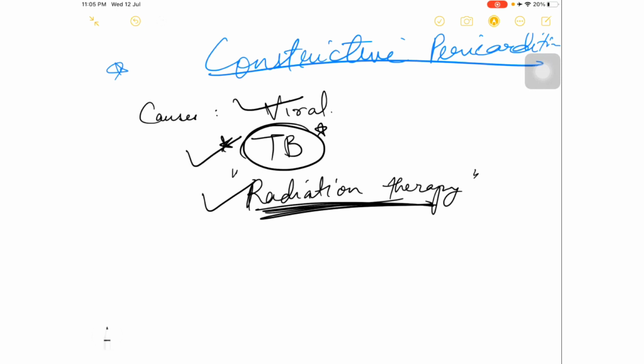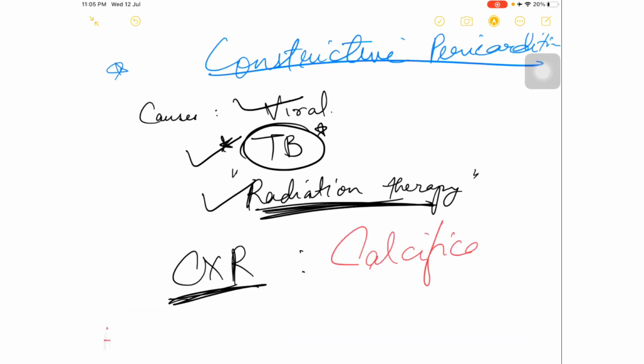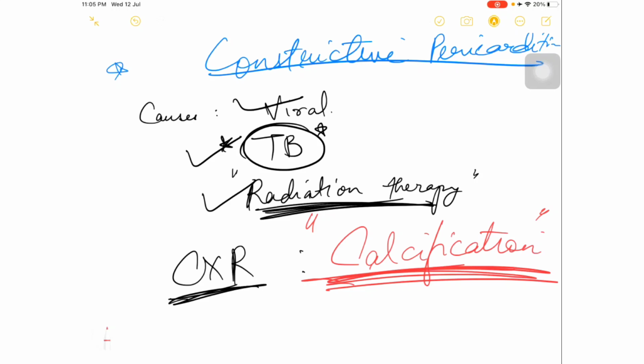Now, what is a giveaway for constrictive pericarditis? This thing, if you see it on the chest X-ray, you don't need to look any further in the question. Calcification. Very good, superb. Calcification. That's a giveaway. Don't read the entire question. If somewhere it is written there is pericardial calcification, directly look for the options. Constrictive pericarditis, go ahead. Calcification is only given in constrictive pericarditis in the entire cardio.